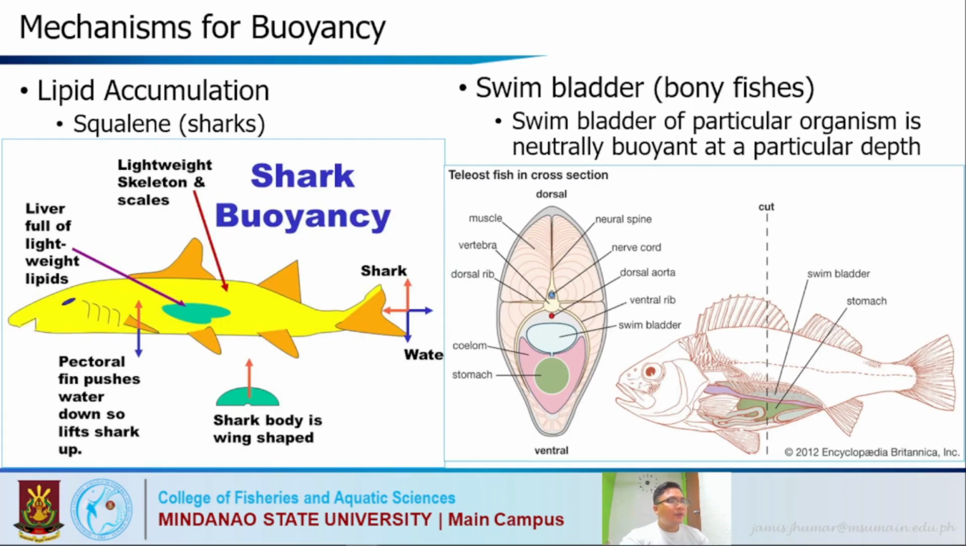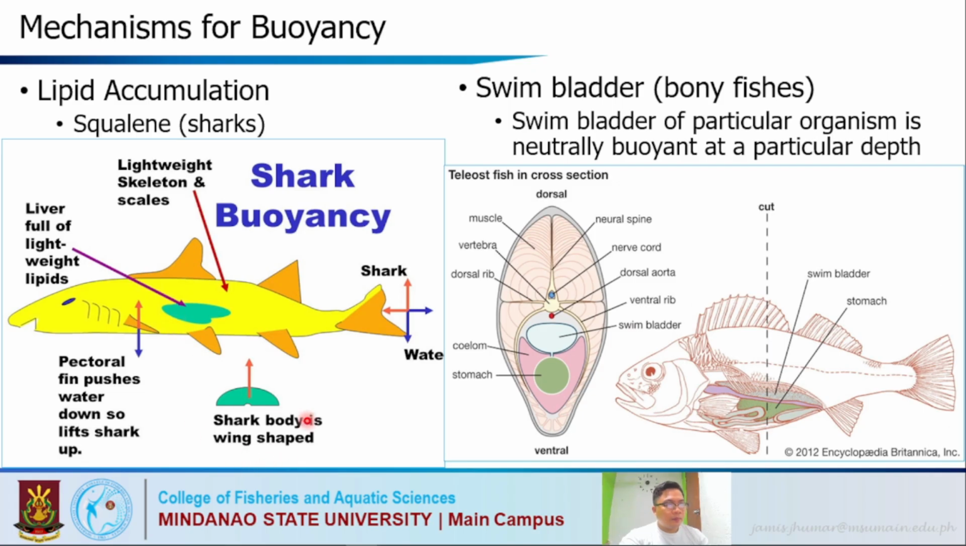And then here we have the mechanisms of buoyancy. So among sharks, they have this squalene. They lack what we call the swim bladder, unlike the bony fishes. But they have this squalene or lipid accumulation that makes them afloat. Since they have no swim bladder, they have this squalene or lipid accumulation. So this is basically the buoyancy of the shark that keeps them afloat.